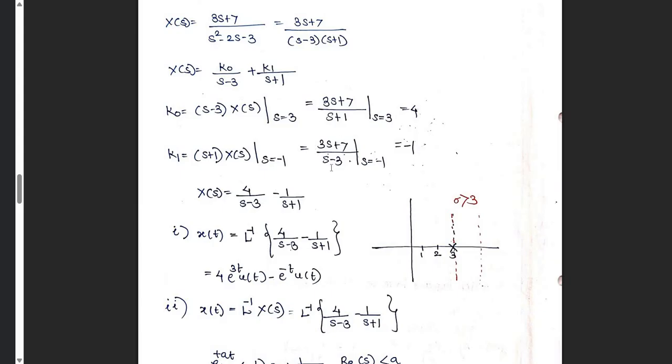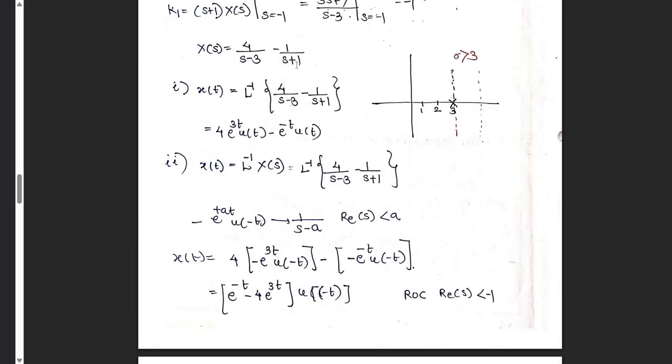Minus 3 plus 7 minus 4, and here it is also minus 4. So it is coming out to be 1 minus 1. So therefore the total here we will simplify as X(s) is equal to 4 upon s minus 3 and minus 1 upon s plus 1. Now these are the two roots, and accordingly Laplace inverse.